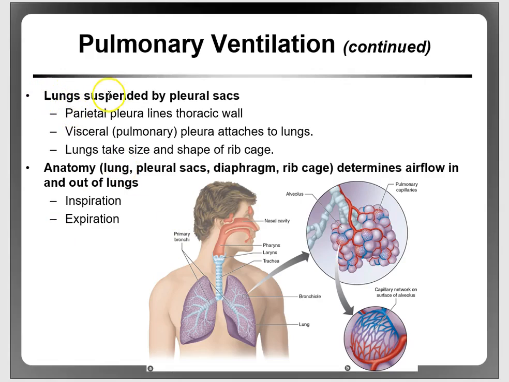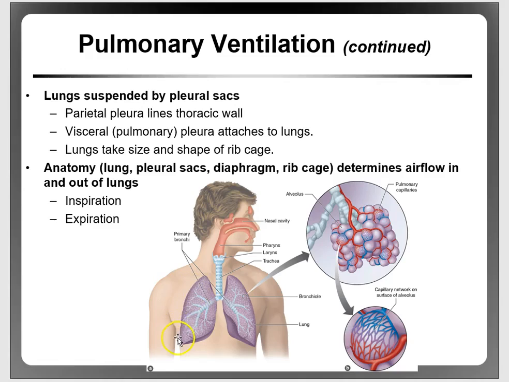So the lungs are suspended by pleural sacs. The pleural sacs are attached to the thoracic wall. We have visceral pleura, which are attached to the organ, since viscera refers to guts essentially, so the pleura are attached to the lung. And then of course there's a space in between. The lungs are adhering, sort of stuck, like two cups that are stuck together and you can't get them apart.